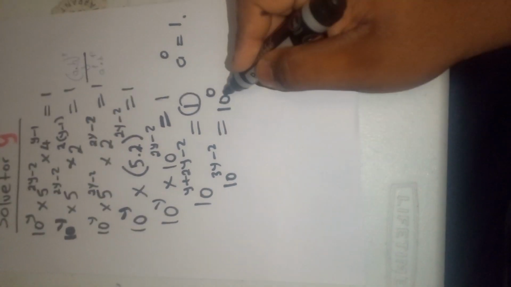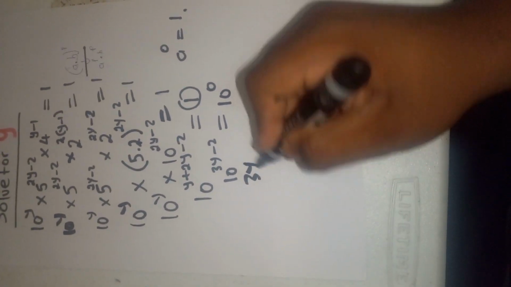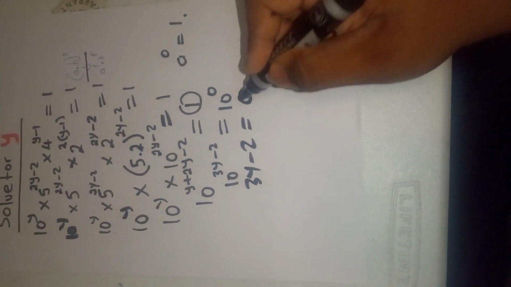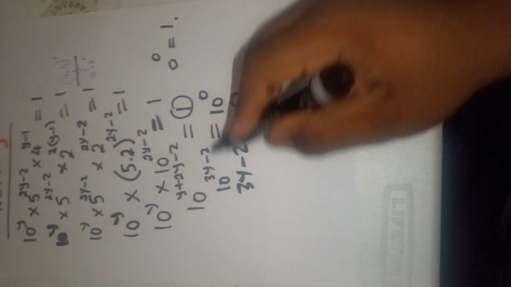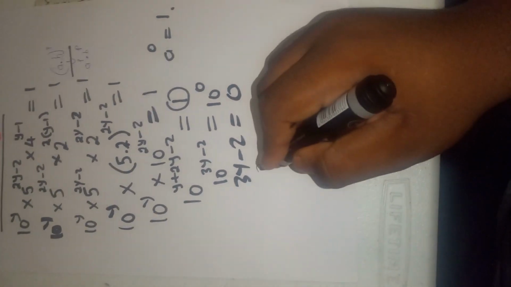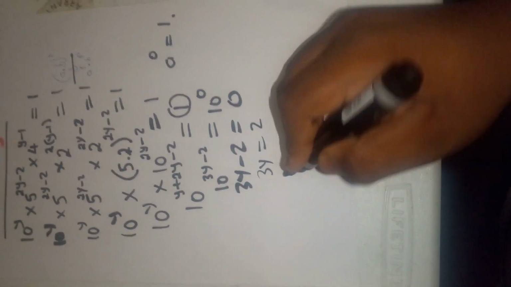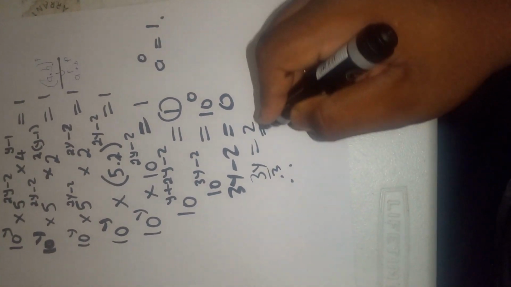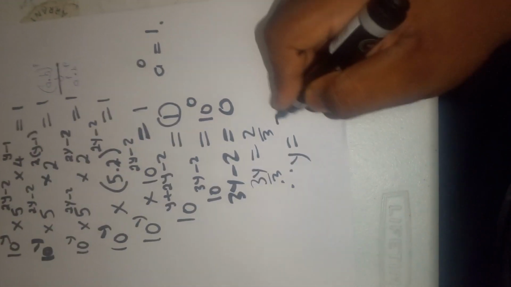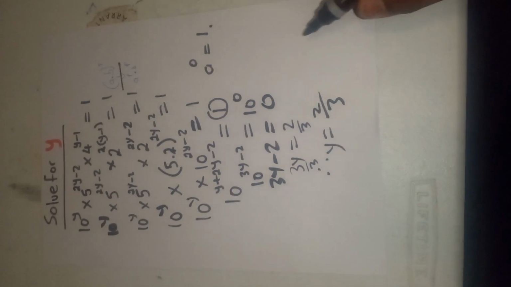So now you have the same bases. So 3y minus 2 is equal to 0. Same bases on an equal sign, they are going to be eliminated. So 3y is equal to 2. Therefore, you're going to divide both sides by 3. And then your y is equal to 2 over 3. That is how you do it.